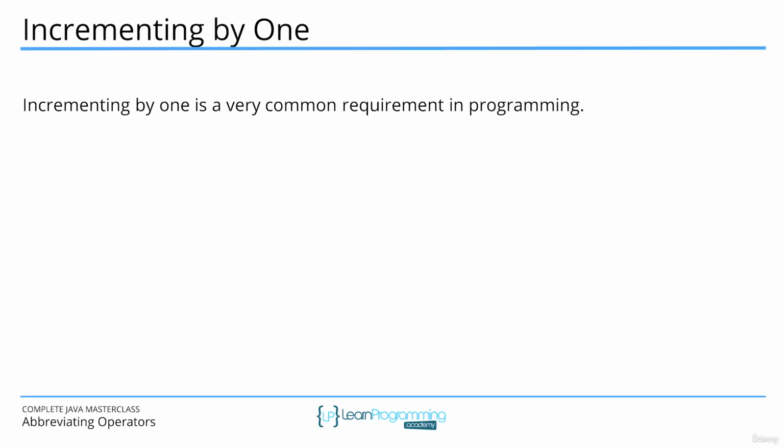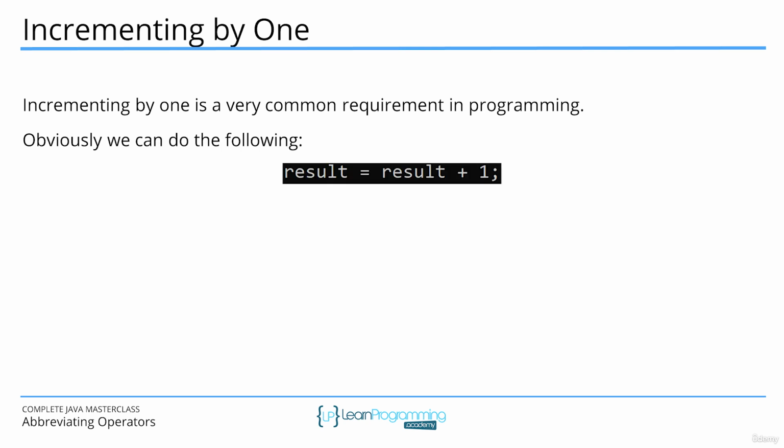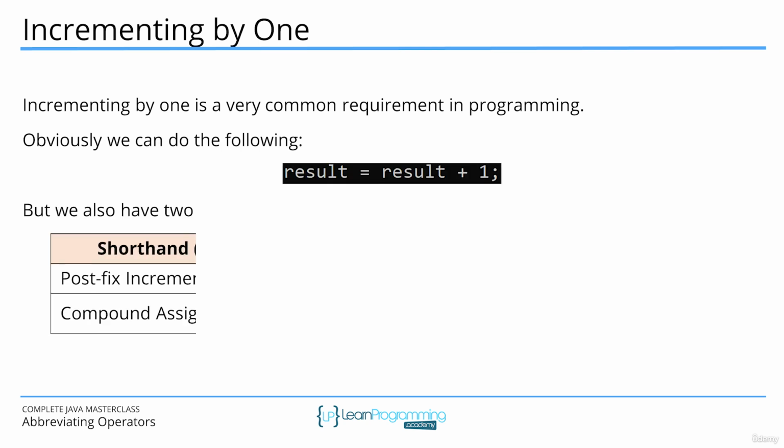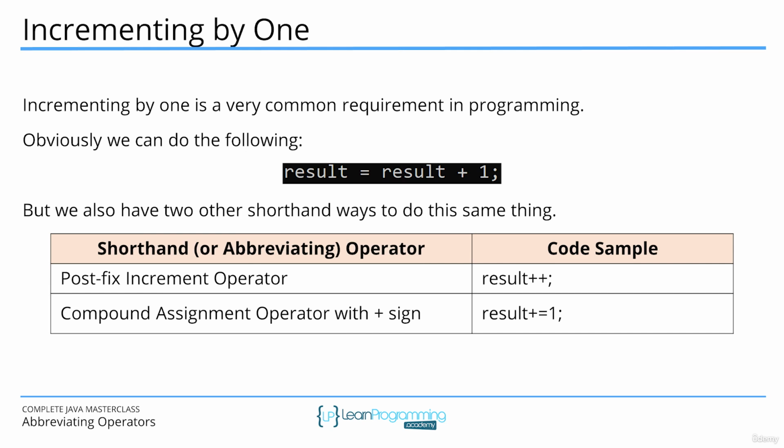Incrementing by 1 is a very common requirement in programming. Obviously, we can do the following. result equals result plus 1. But we also have two other shorthand ways to do this same thing. The postfix increment operator is represented by plus plus after the variable name. This is a standalone statement and does not require an assignment. The compound assignment operator is represented by plus equals 1 after the variable name. This is also a standalone statement and includes the assignment.